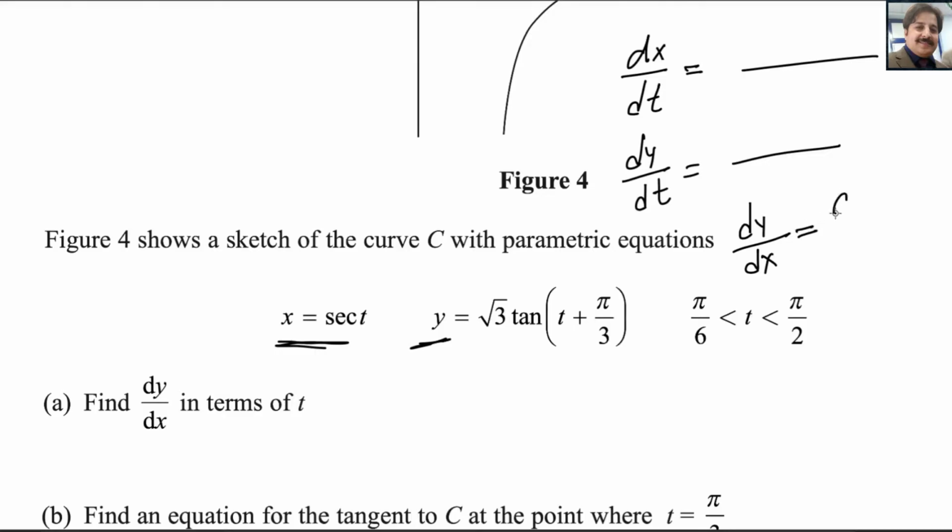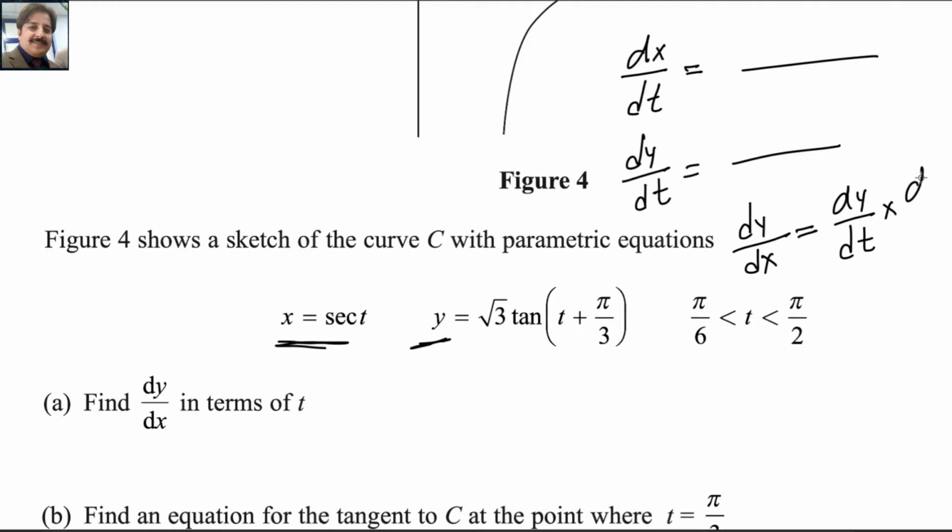So you can write it as dy by dt multiplied by dt by dx. You will take the reciprocal of this one to make dt by dx. dy by dt you can get from here. So this is the way you could use the chain rule. It is just 3 marks, so we could easily solve it.